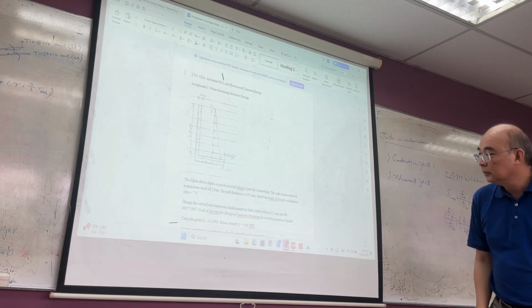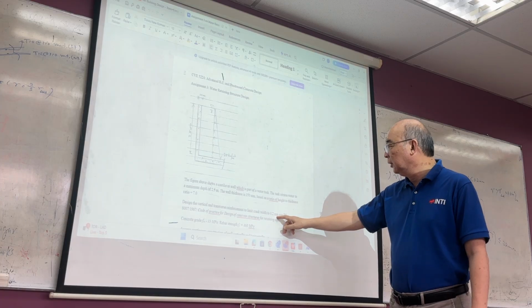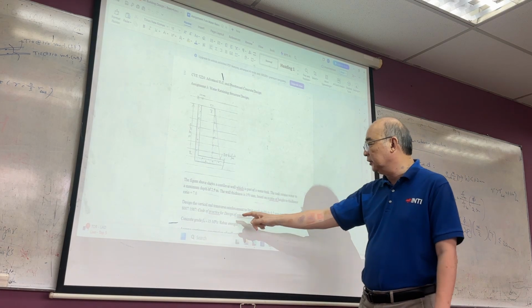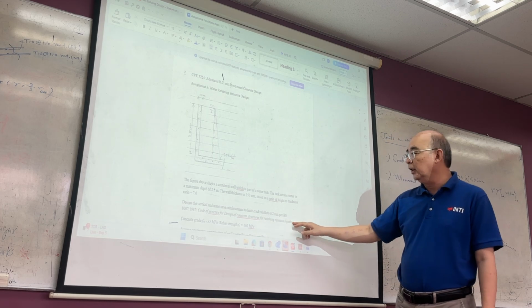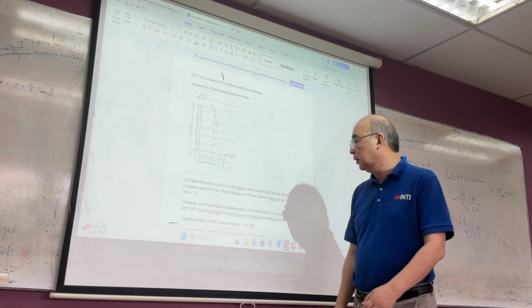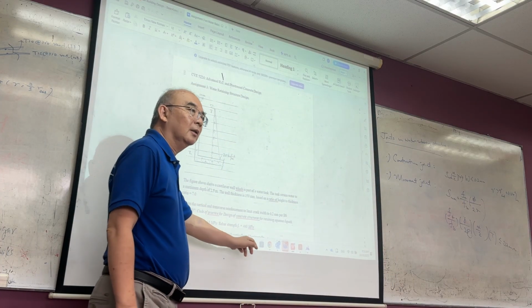Design the vertical and transverse steel to limit crack width to 0.2 mm, as per DS 8007 1987, Code of Practice for Design of Concrete Structures for Retaining Aqueous Liquids. Concrete grade is 35 MPa. Rebar strength is 460 MPa.